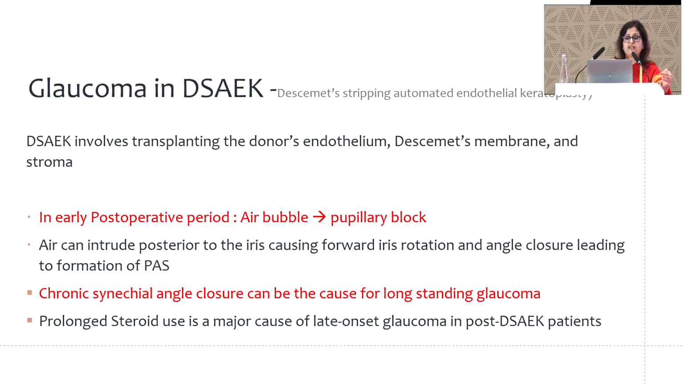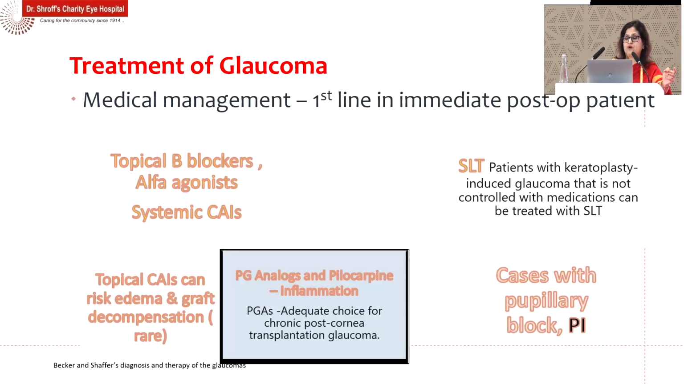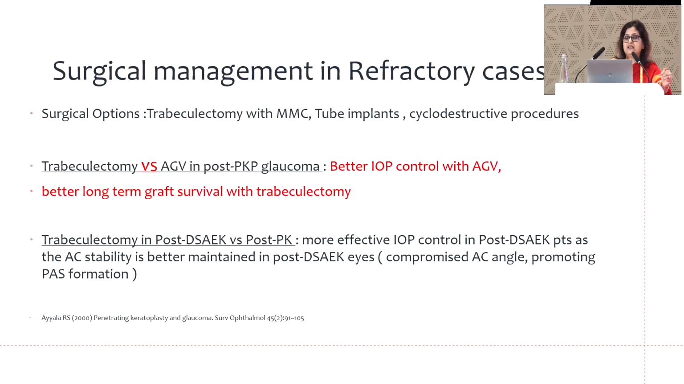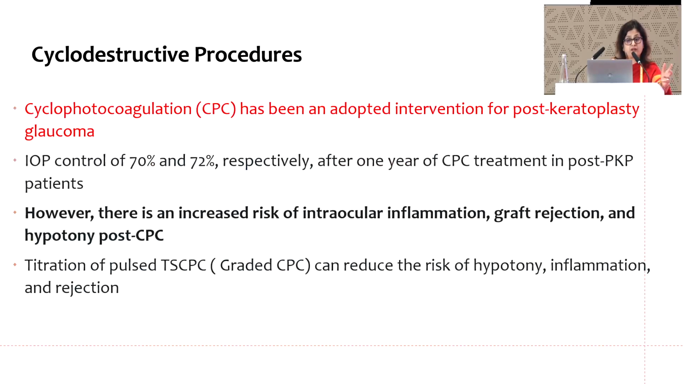I cannot cover everything, but in PK, just one thing is that glaucoma is common even after DSAEK, and chronic synechial angle closure can be the cause of long-standing glaucoma. To begin with, we start with medical management and surgical management. You can do trab, tube, anything. Trabs have better long-term survival, however tubes have better IOP control. Cyclodestructive procedures we sometimes have to resort to.